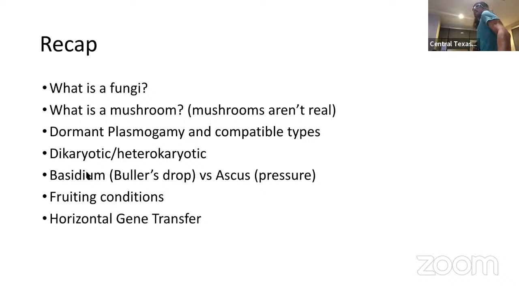We know that the genetic information fuses either in the basidium or the ascus. And we know that the basidium drops its spores because of Bueller's drop, which uses water as opposed to osmotic pressure. And we know that fruiting conditions are highly variable depending on the species, and we know what spores are.